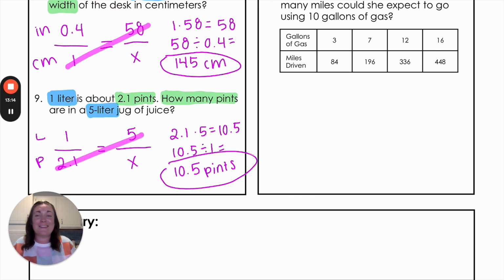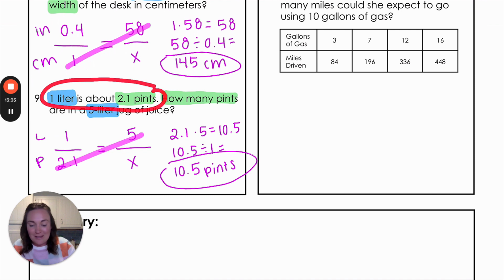Okay, so we have 1 liter is about 2.1 pints. How many pints are in a 5-liter jug of juice? So again, I've got my liters, pints. I set up my proportion. I put my labels first, liters on top, pints on bottom. Just for me, you could have flip-flopped them. That's fine as long as you're staying consistent. Then we know that 1 liter is about 2.1 pints.